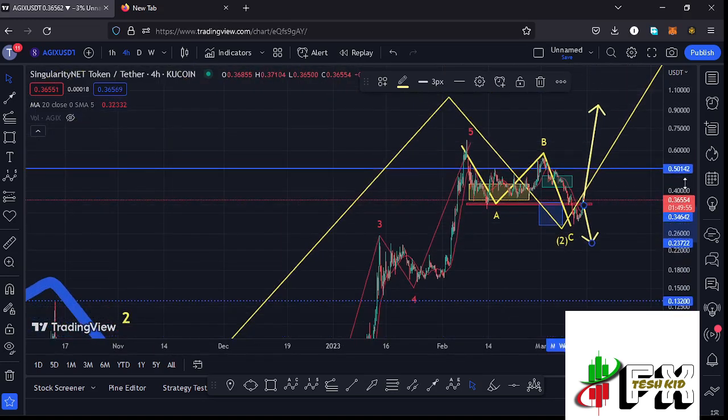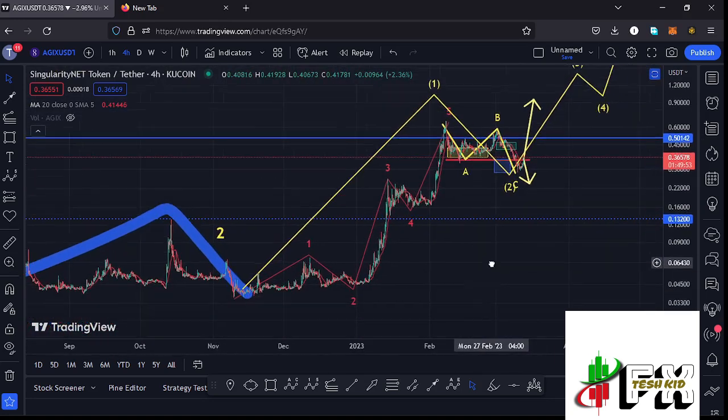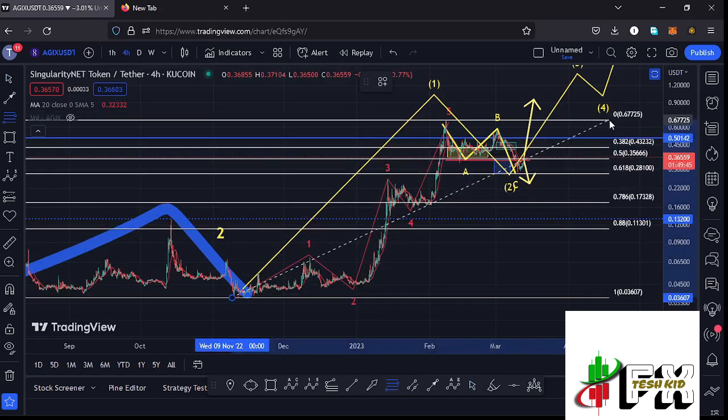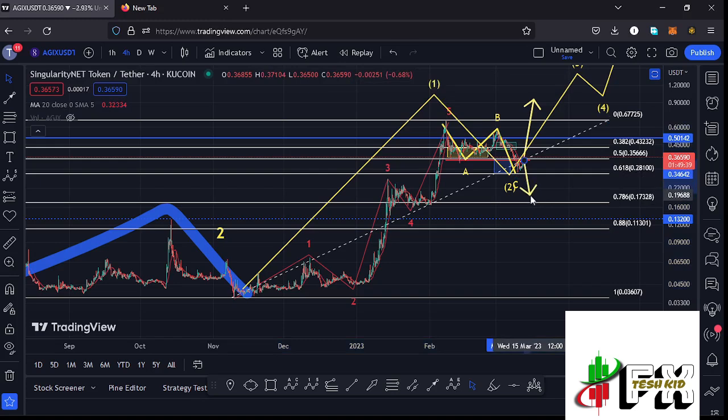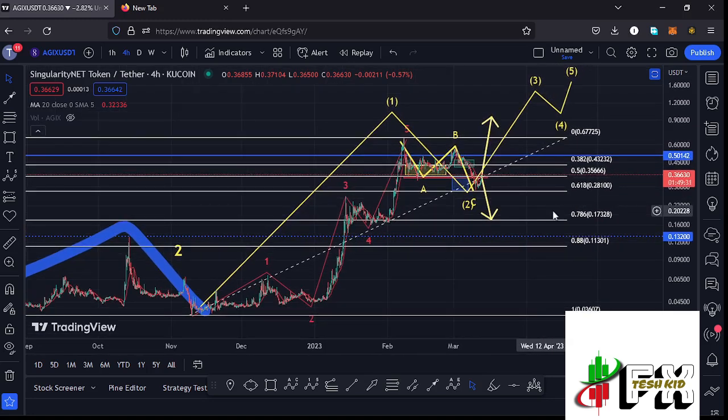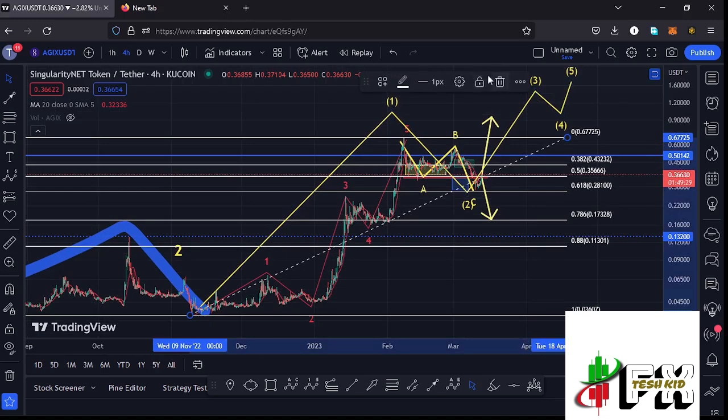And if that is the case and the breakdown continues, then I'll have to extend my target area over here in the formation of these larger Elliot wave count 2 back to the fib level 0.78. And in case we lose the fib level 0.618, which lies at around the $0.28 mark, then I'll be watching the fib level 0.78, which lies at around the $0.17328 mark, and that is the minimum that I can expect Agix to do in case the breakdown continues.